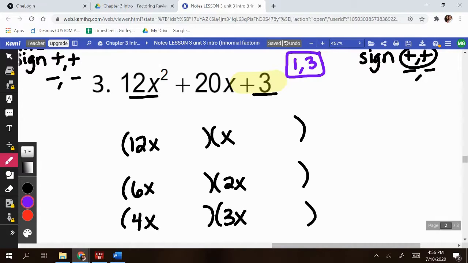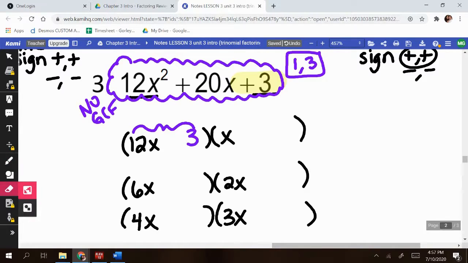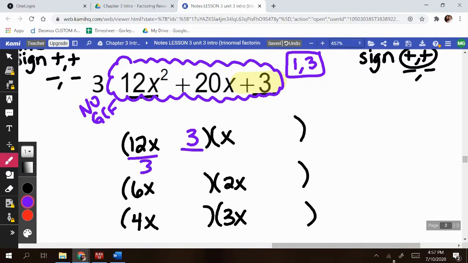Let me ask you a question. Could I put a 3 in this set of parentheses? The answer is no. Why not? It's because this original function did not have a GCF. So if the original function does not have a GCF, then should one of the factors have a GCF? No. See how right now both of these terms would be divisible by 3? We don't want that. So I just don't even look at that as an option.